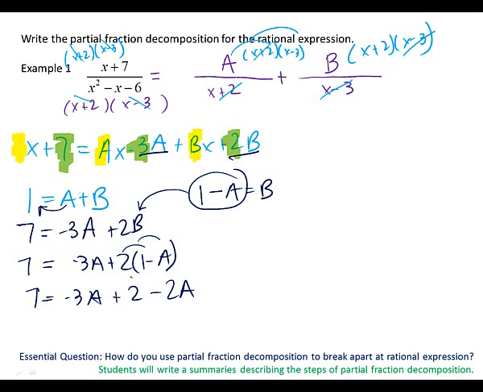All right, what am I going to do with that 7, or sorry, with the 2? Subtract it from 7, what do we get? 5. And then we've got -3 and -2, which is what? -5A. So what's A going to equal? -1.